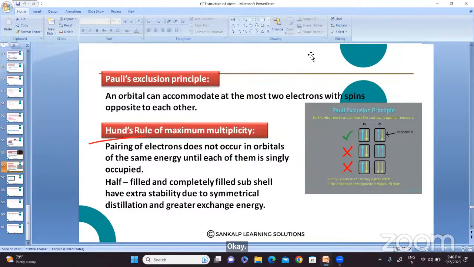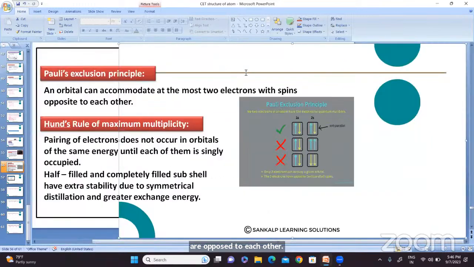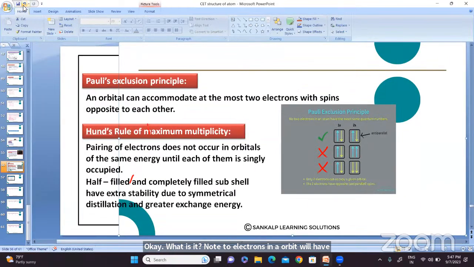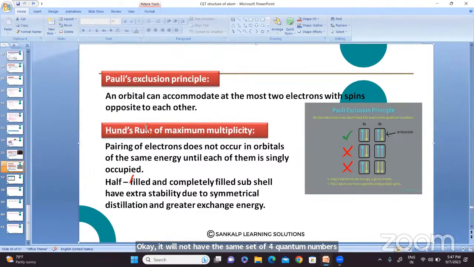So next is Pauli's exclusion principle. An orbital can accommodate at most two electrons with spins opposite to each other. What does Pauli's exclusion principle state? Whenever you are filling electrons in an orbital, no two electrons will have the same spin. In other words, no two electrons in an atom will have the same set of 4 quantum numbers.